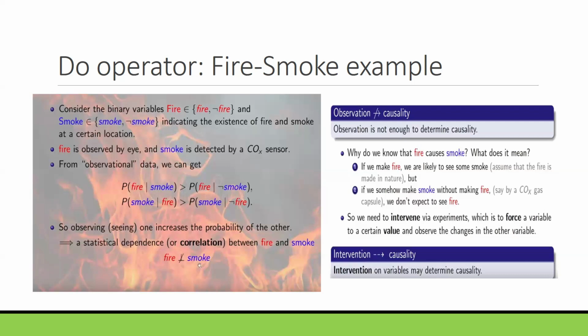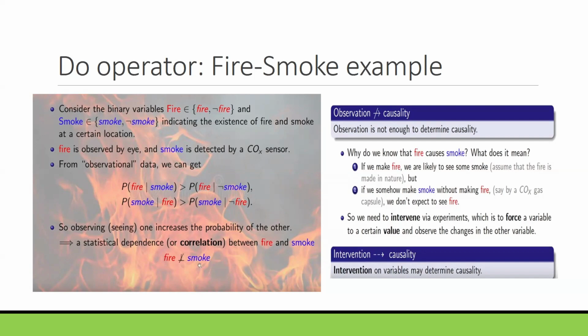We cannot say that if we make fire, we get smoke, or, for example, if we intervene, or if we generate smoke, does it mean that we necessarily get a fire? No. Let's look at this example. Why is observation not enough to determine causality? How do we know that fire causes smoke? Or what do we mean by that?